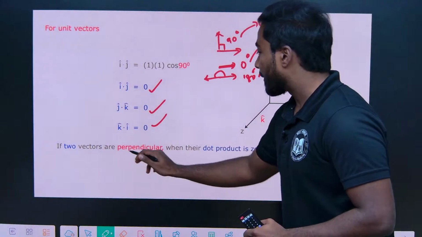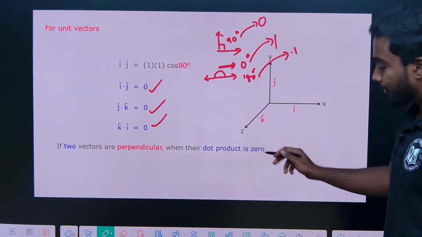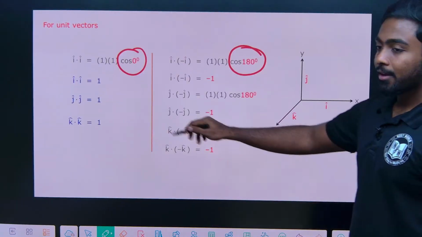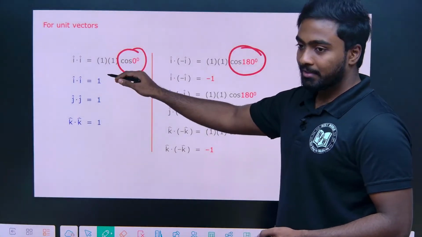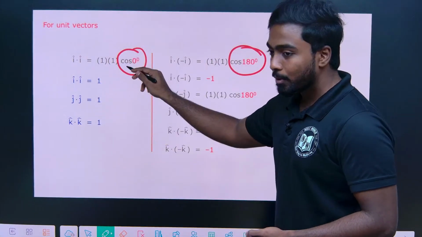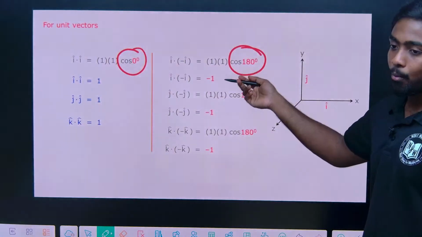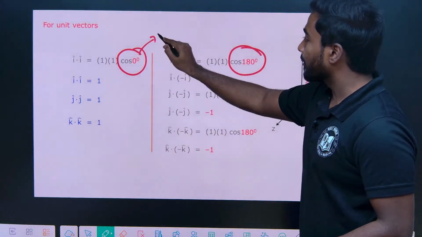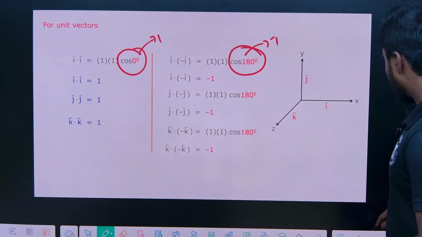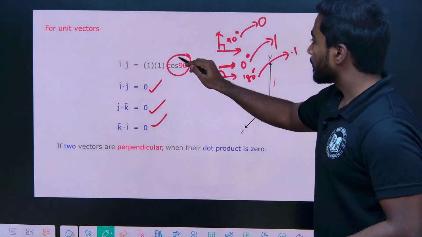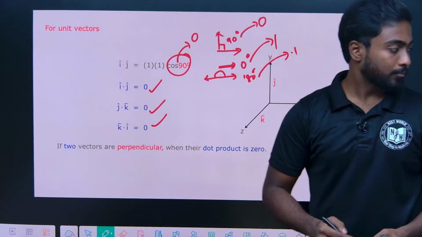If two vectors are perpendicular, their dot product is 0. And when they lie in the same direction, parallel means the angle will be 0, anti-parallel means 180. So cos 0 is 1, cos 180 is minus 1. So in this case it is 90 and it is 0.